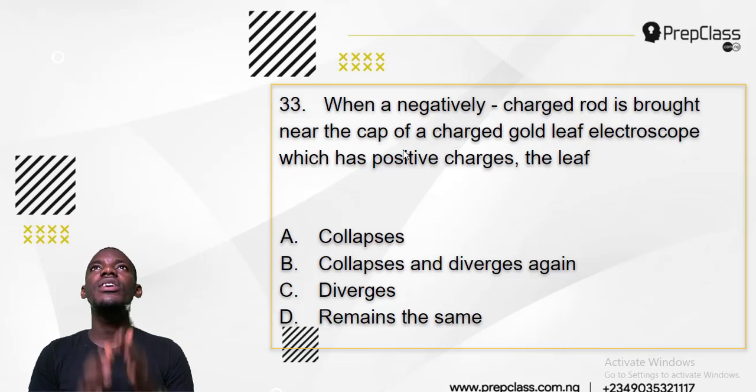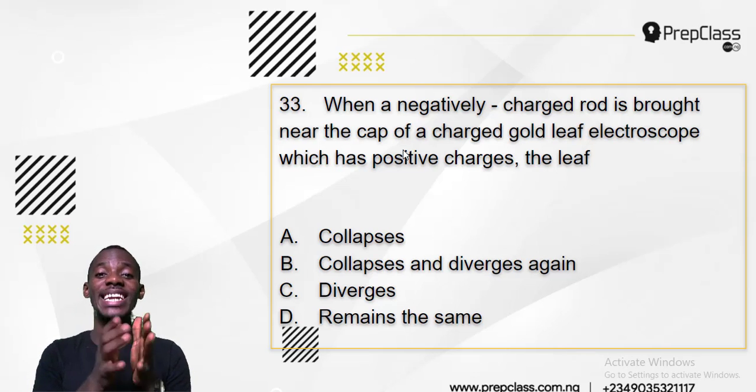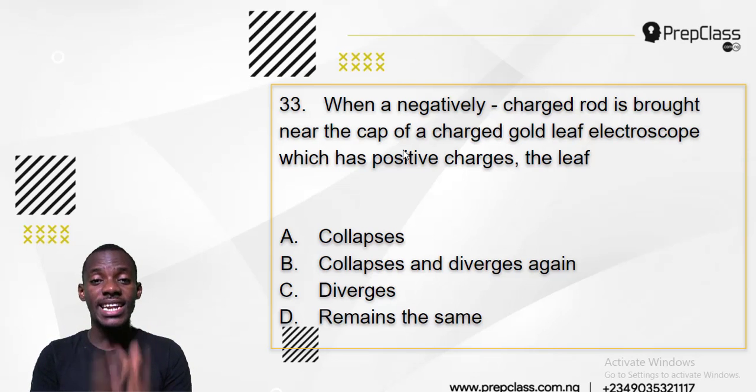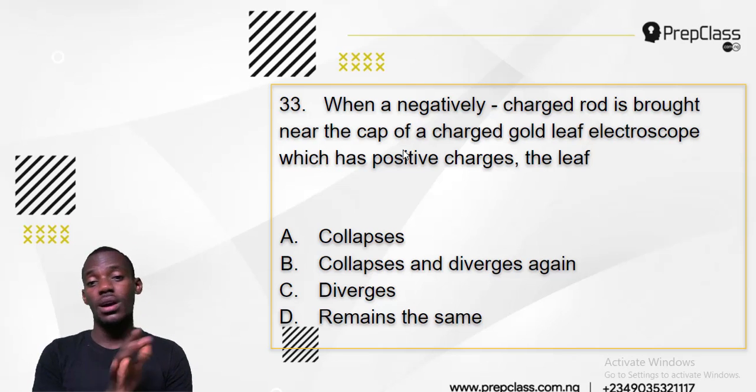Now, if the gold leaf itself is negative and you bring a negative charge near it, it will open. If the gold leaf is positive and you bring a positive charge near it, it will diverge or open. But if you bring an opposite charge near it, if the gold leaf is negative and you bring a positive charge near it, it won't open, it will close. And that's the way it functions.